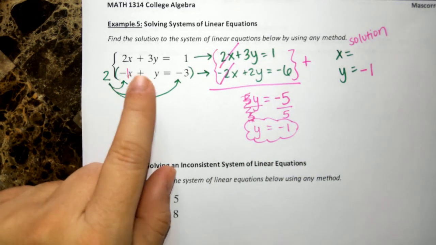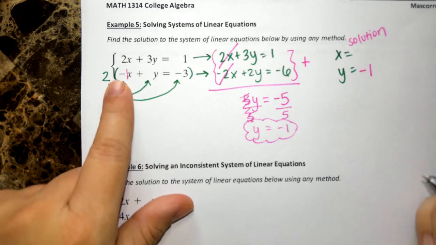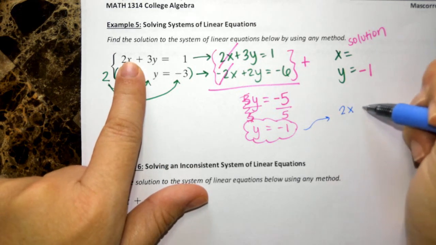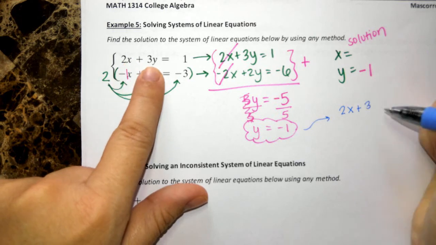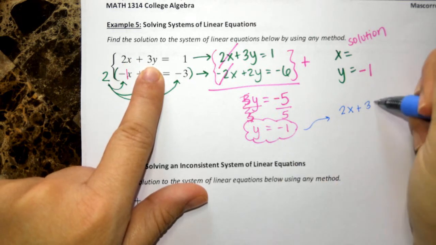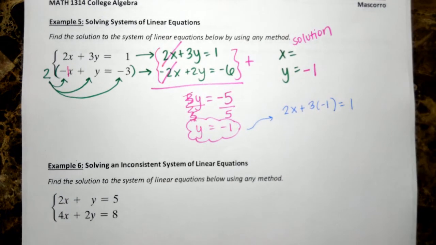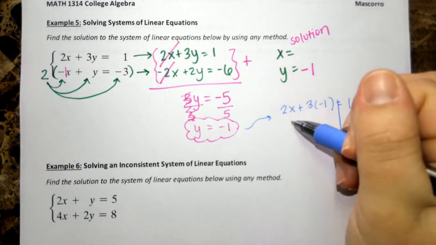I'll go ahead and just plug it into the first one that I see. So I'm going to plug it in to 2x plus 3. Instead of y, I'm going to plug in negative 1, because we just said that y is equal to negative 1. And I'm just going to solve for x.